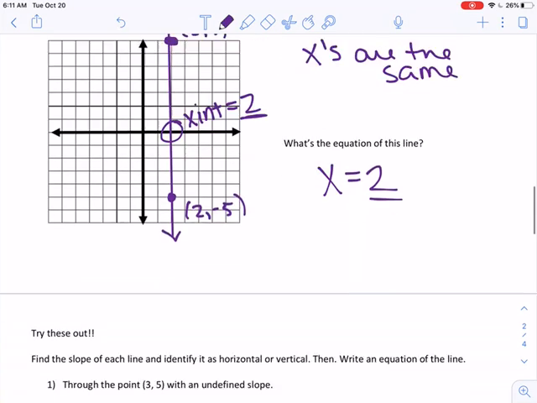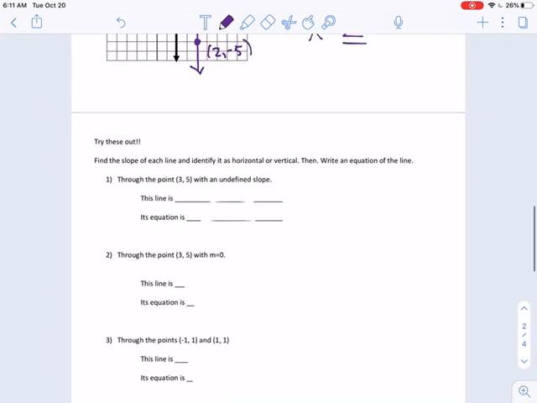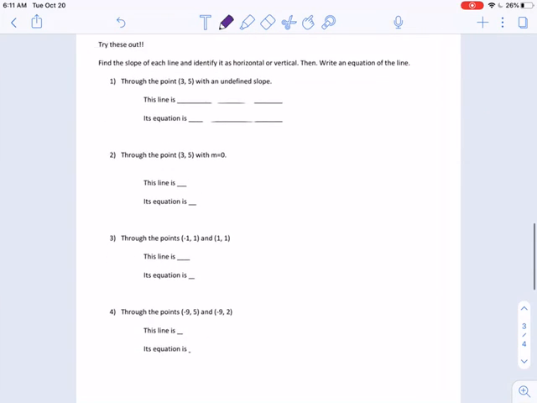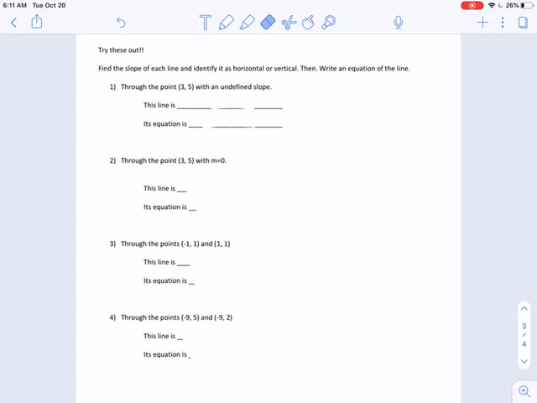Okay, last 4 examples, there's a little mix of information that's given. So I want you to go ahead and pause this video and see if you can decide what kind of line is being described, so either horizontal or vertical, and then also write the equation of the line. So pause the video, try these 4 examples, unpause the video when you're done.